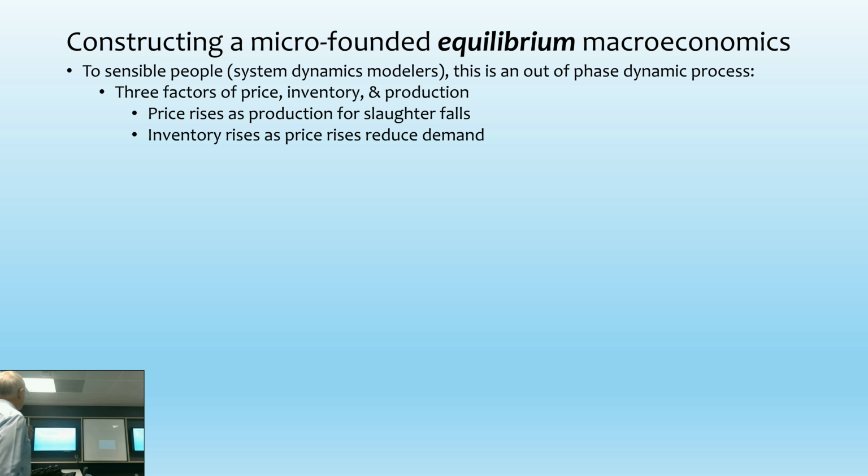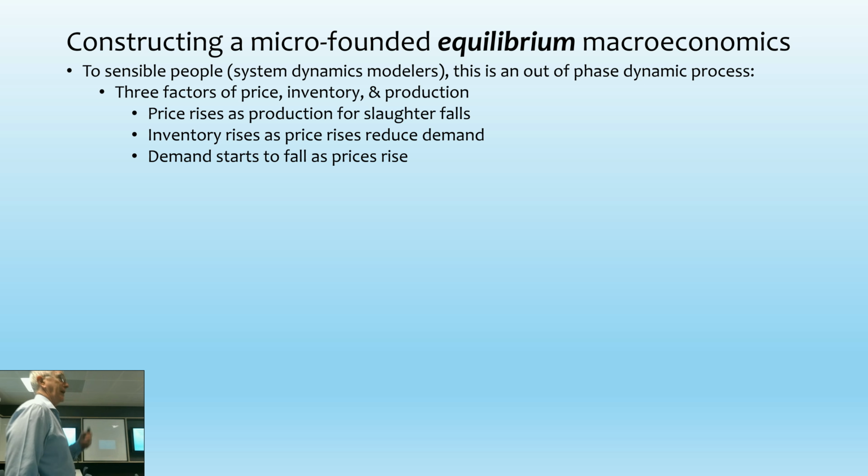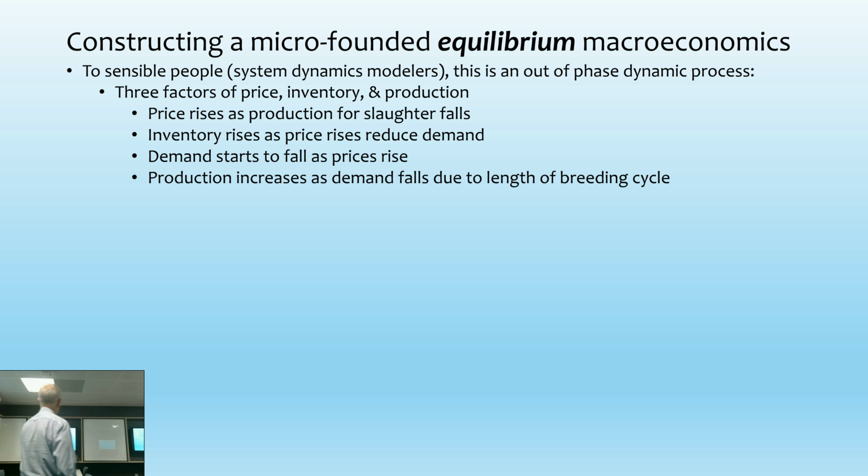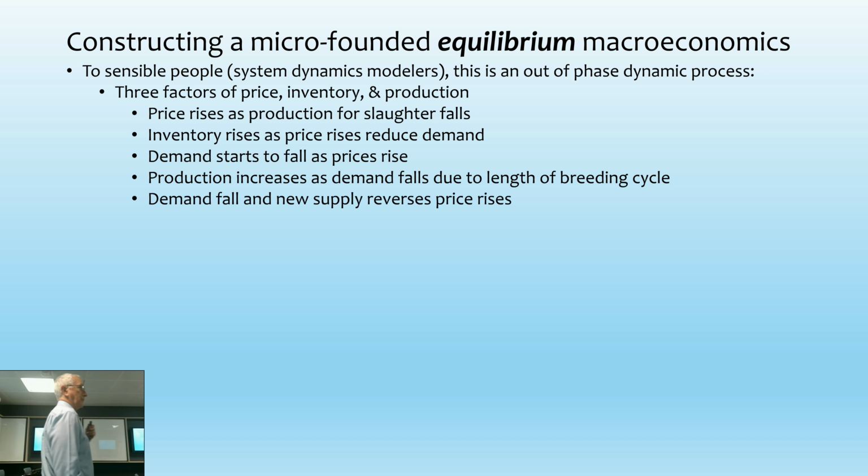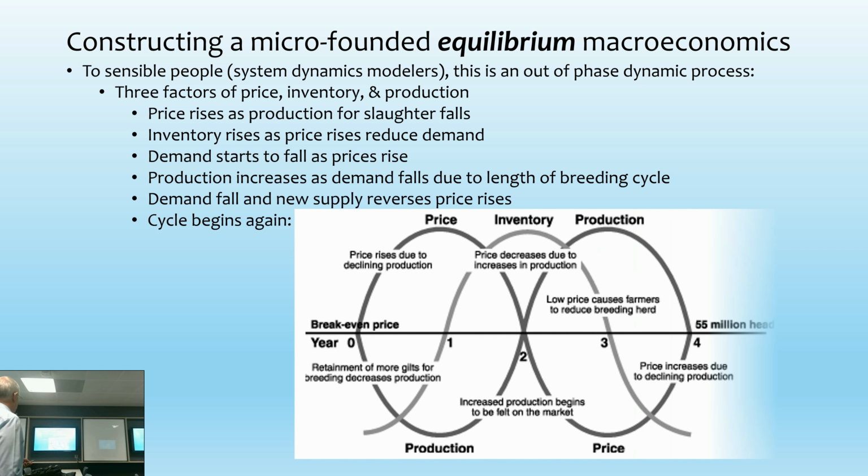As the increases in price reduce demand, your inventory of unsold animals is likely to rise because production takes time. So demand will start to fall as prices are rising, and then production will be increasing as demand is falling, because it takes a year or 2 to breed pigs to the stage where you can slaughter them. So it's all the time sequences. And then demand will fall because the new supply reverses the price rises and you're back into the same old situation again. So the cycle looks like this from a system dynamics point of view.